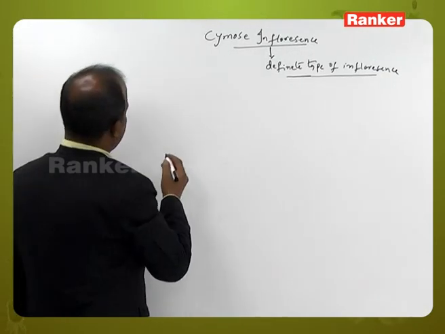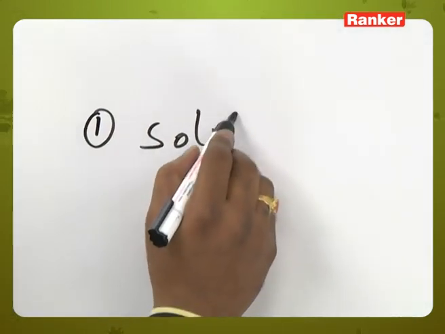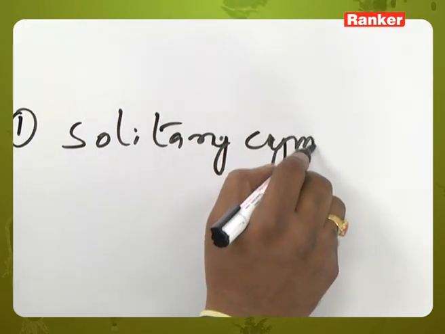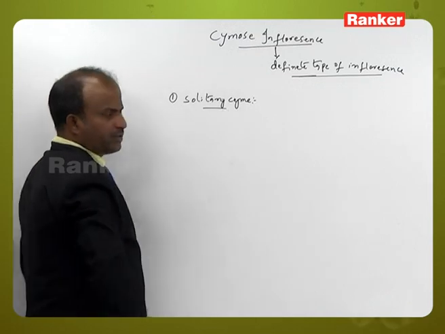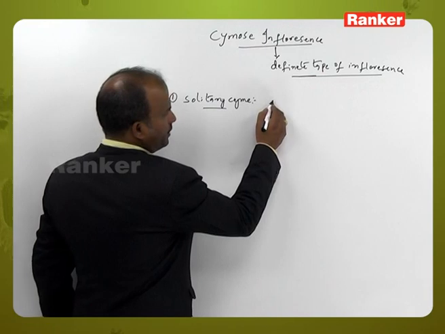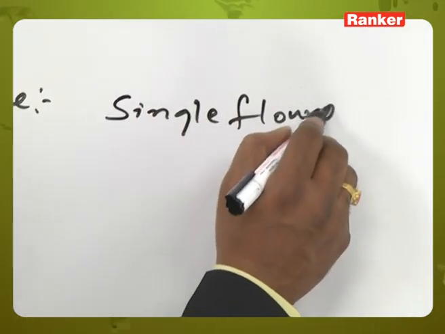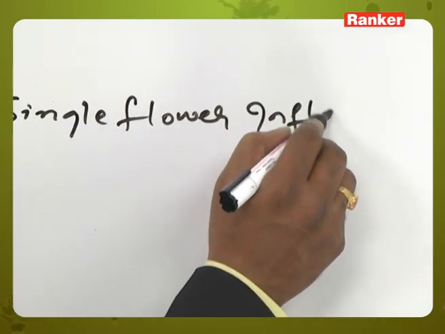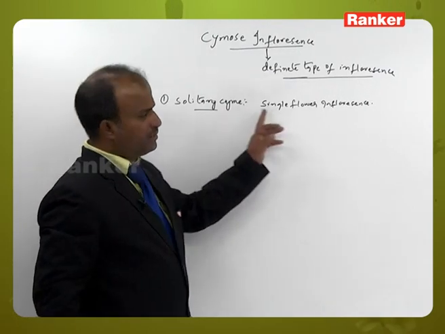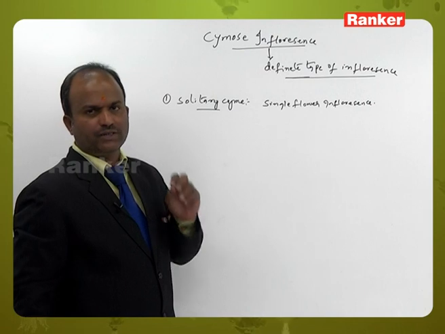In cymose inflorescence, what is the first type? That is the solitary cyme. Solitary cyme is nothing but a single flowered inflorescence.